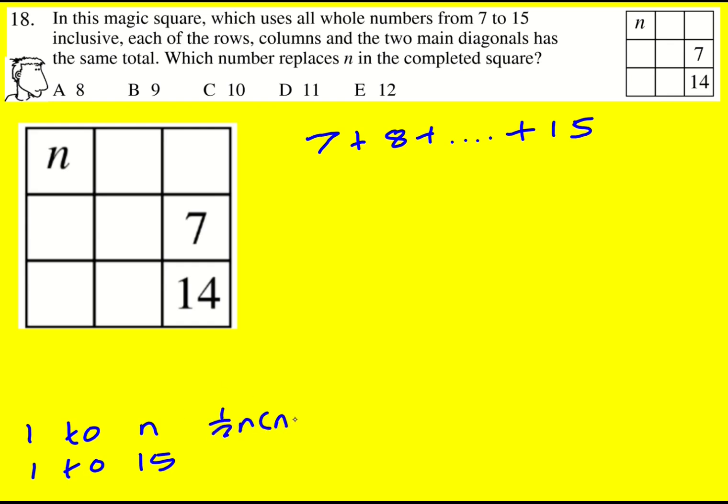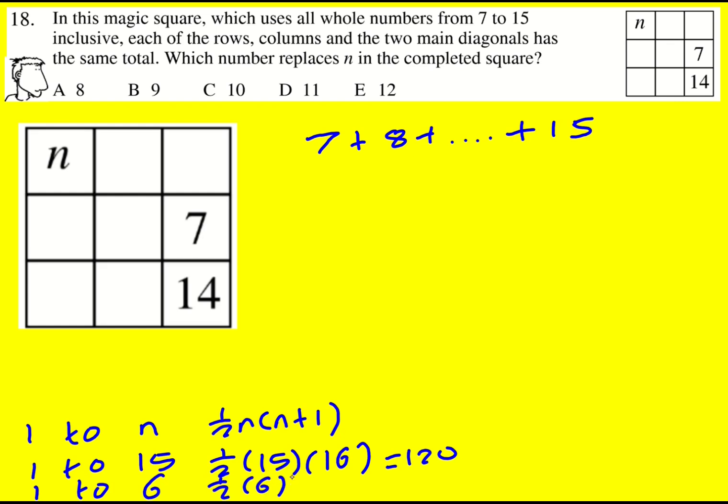a half n(n plus 1). That's the nth term of the triangle numbers. So here it will be a half times 15 times 16, or 8 times 15, 120. And then I don't want numbers from 1 to 6, so I can work out 1 plus 2 up to 6. A half times 6 times 7, that's 3 times 7, 21, and I can subtract them. So it's going to be 120 minus 21, it's going to be 99.